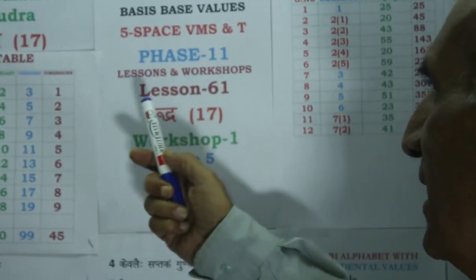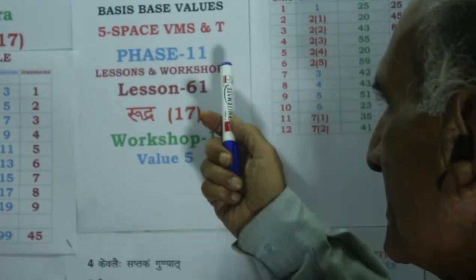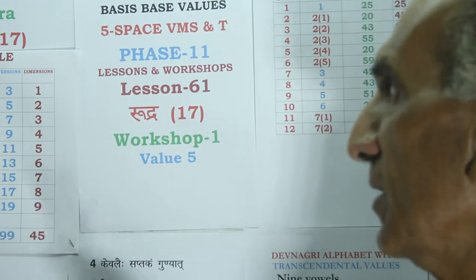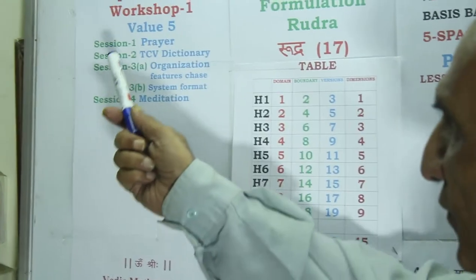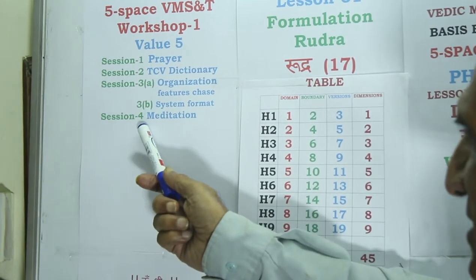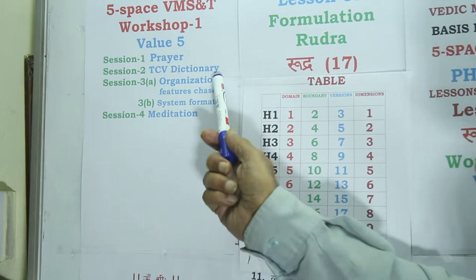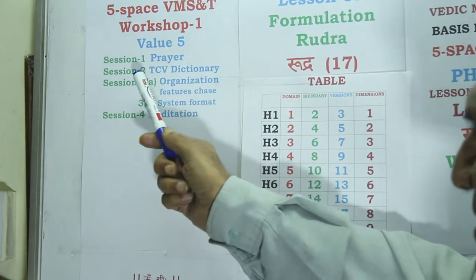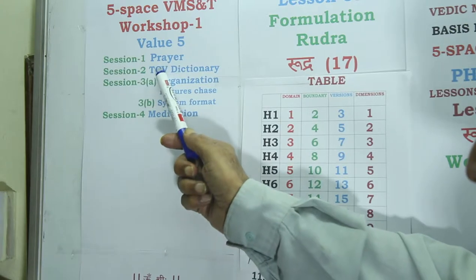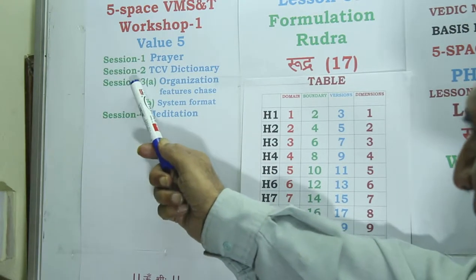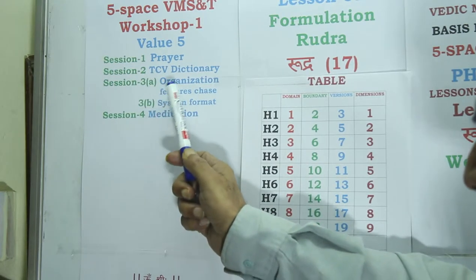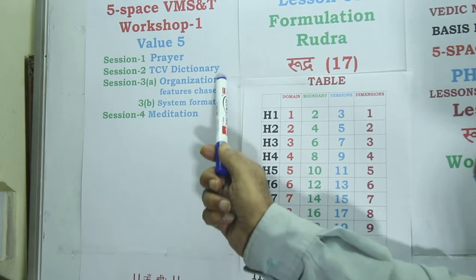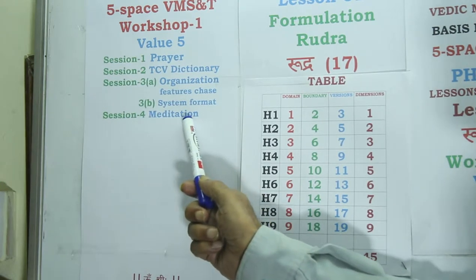From today, in phase 11, our way of learning will be as lessons and workshops. Each lesson class would be followed by a workshop. The workshop will be having 4 sessions, in fact 5 sessions. Third session is going to be of 2 phases. The first session will be a prayer. Second session will be of TCV dictionary compilation. Third session will be about the organization, in which first the organization features change would be there, and then system format would be reached at. In fourth session, there would be a meditation.